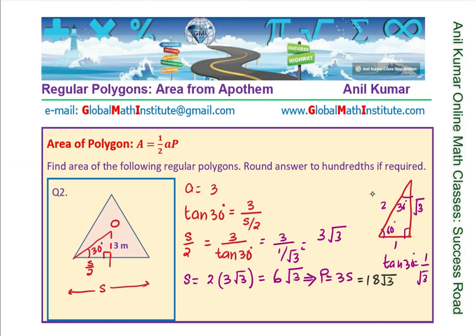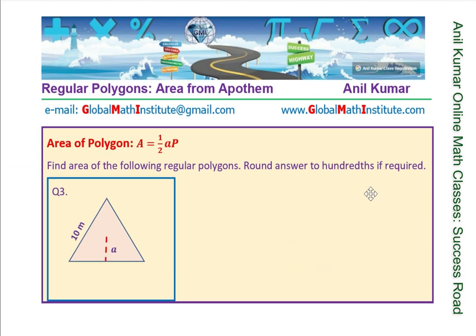So we know perimeter, we know apothem, we can find the area, which is half times apothem times the perimeter, which is half times apothem is 3, right? Times 18 square root 3. You can now simplify this. Dividing by 2, 18 goes 9 times. 9 times 3 is 27 square root 3 unit meter square becomes the area of this particular triangle. Absolutely clear, right? So we found the area when the apothem was given to us.